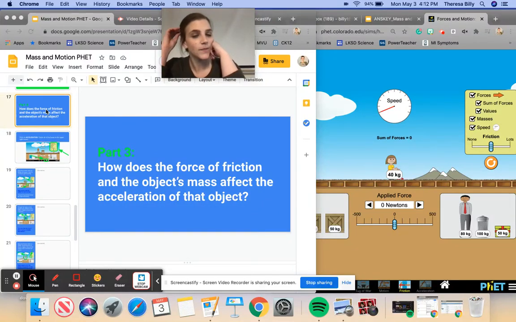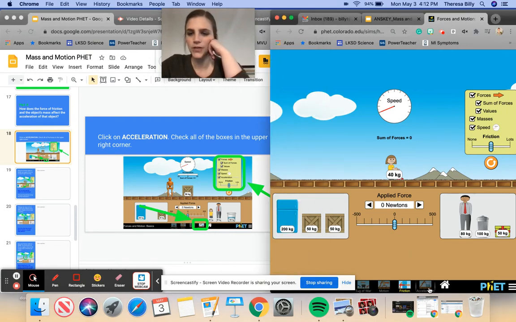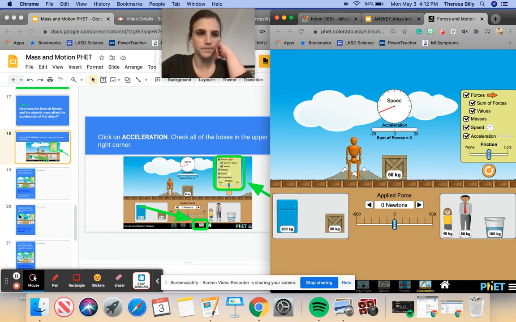All right, so part 3 is going to be answering the question, how does the force of friction and the object's mass affect the acceleration of the object? Looking at the instructions, it looks like we need to click on the acceleration part of the simulation, which is down here. And we want to check all of the boxes that are in that yellow right-hand box.